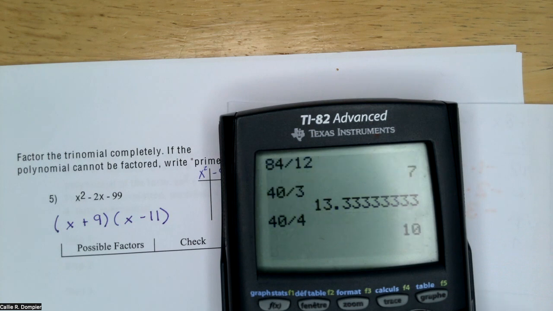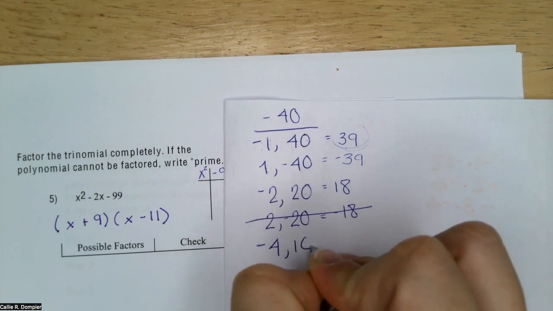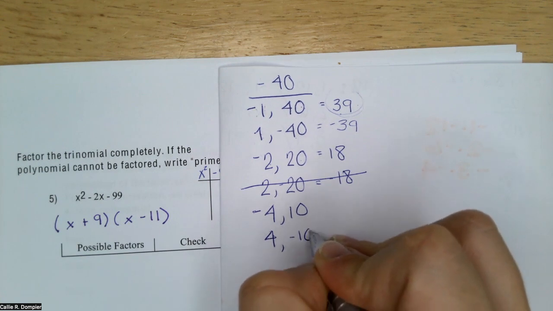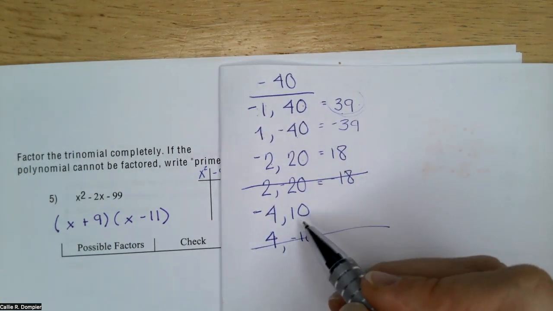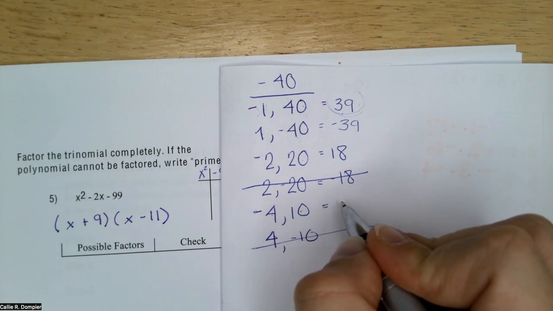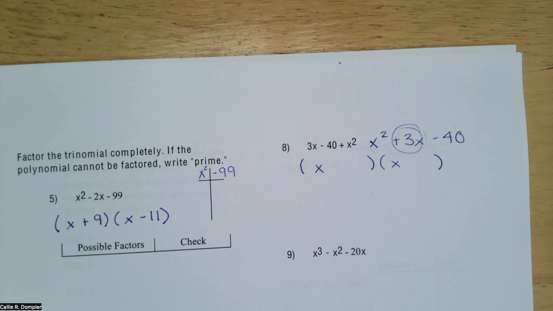I think so, right? So it can be negative 4, positive 10, positive 4, negative 10. So that would give us a negative answer. 10 minus 4 is 6. That's what we're looking for. We're not looking for 6, we're looking for 3, right?